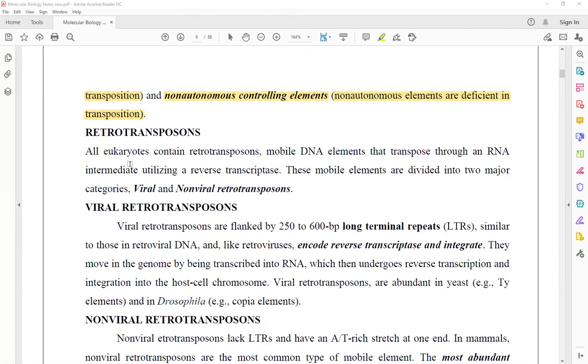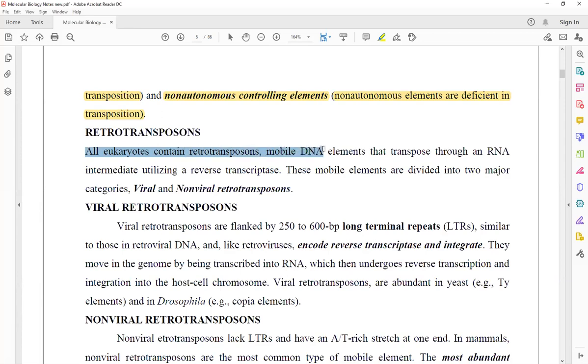Now moving forward, retrotransposons. What are these retrotransposons? How are retrotransposons going to operate? Retrotransposons are the ones that move from one location within the genome to another in the form of an mRNA transcript. So they move in the form of an mRNA transcript, and then that mRNA gets converted into a DNA molecule.